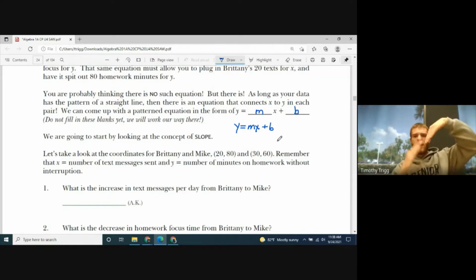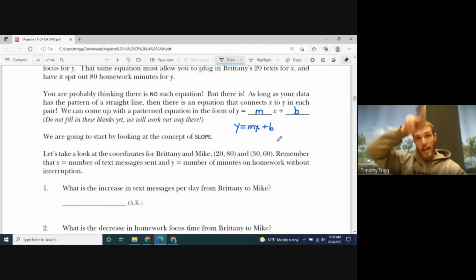Or is it going this way, or is it going that way? That's what your slope tells you. The b, the y-intercept, tells you on the y-axis where your line crosses it. Remember, the y-axis is the vertical one. So the b is wherever your line crosses that y-axis. But first, let's find our slope. I'm getting ahead of myself.